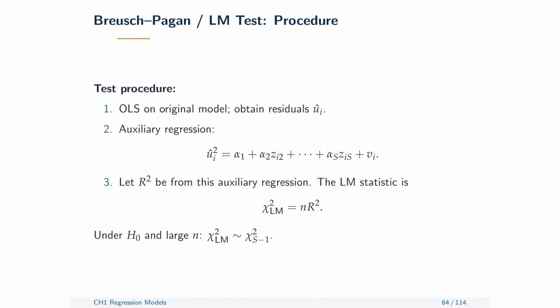To implement the test, first estimate the original regression and save its residuals. Second, regress squared residuals on a constant and the selected variance drivers. Third, multiply the auxiliary R squared by the sample size. In a large sample under the null, this statistic has a chi-squared reference distribution, with degrees of freedom equal to the number of non-constant drivers.